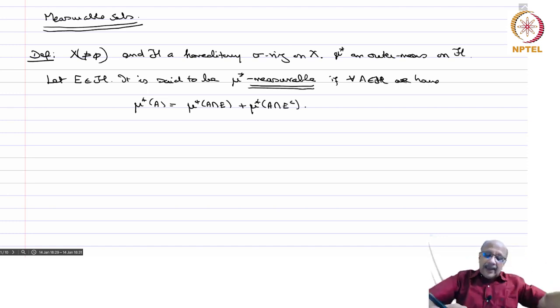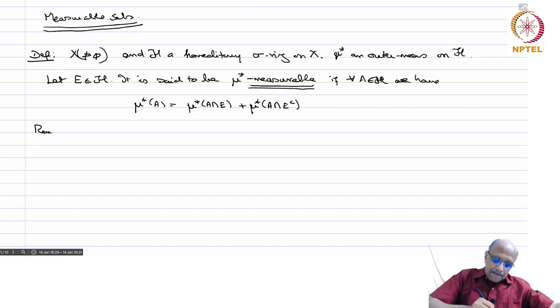Okay, so you see A is the disjoint union of A intersection E and A intersection E complement. So for every set A, if you write this disjoint decomposition, then mu star acts like a measure. Therefore you say that the set E is measurable. Okay, so that's the reason for that.